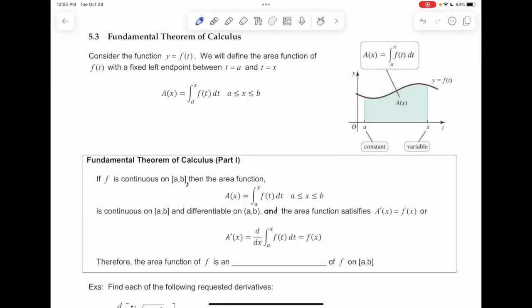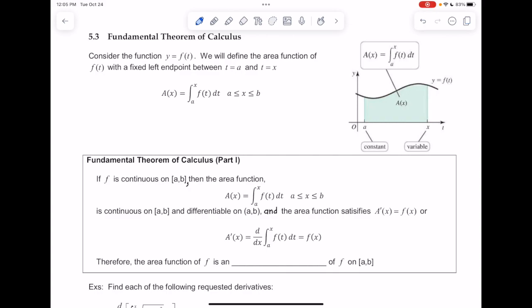Section 5.3, the Fundamental Theorem of Calculus. Consider the function y equals f of t, whose graph is shown to the right. We're going to define an area function for f of t with a fixed left endpoint of t equals a and a variable right endpoint where t equals x.